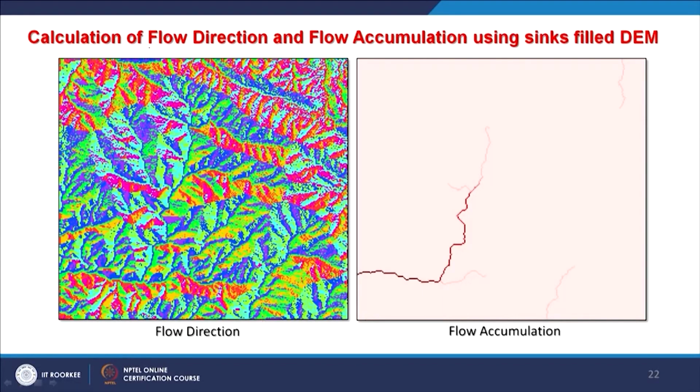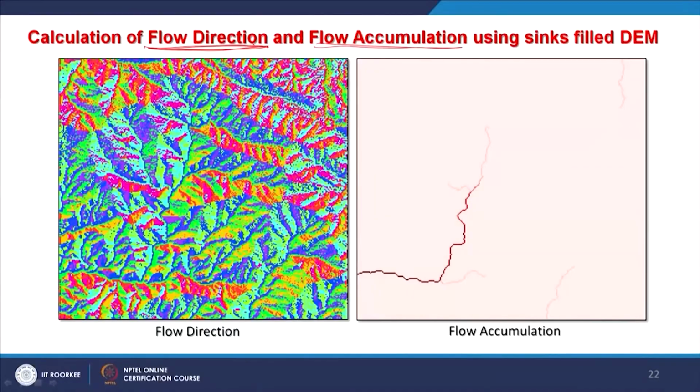Now, on the left side you are seeing a flow direction derivative through surface hydrology modeling, and on the right side you are seeing flow accumulation. Though you may feel that only a few lines in the form of drainage are visible and the rest is not there, each cell has a value which you can check by zooming in and using the identification tool.